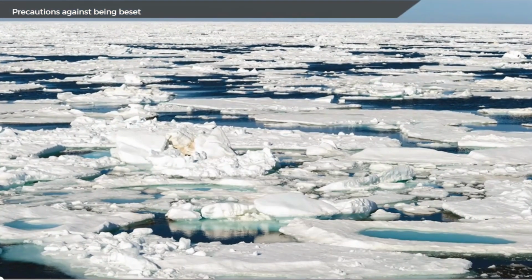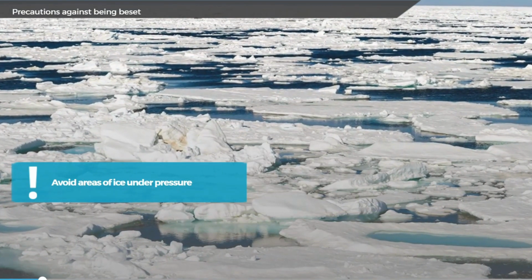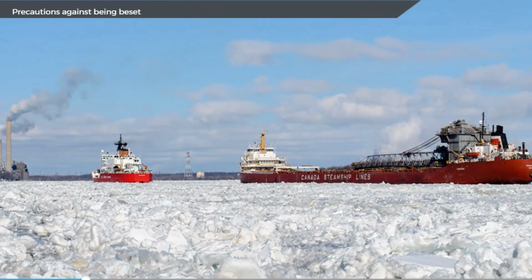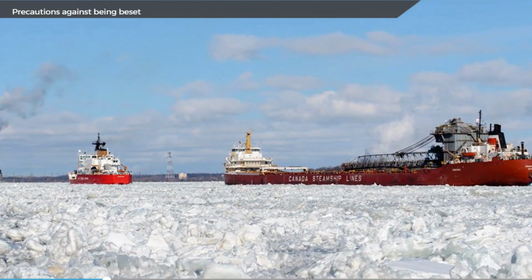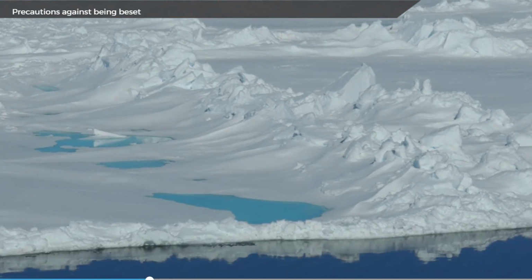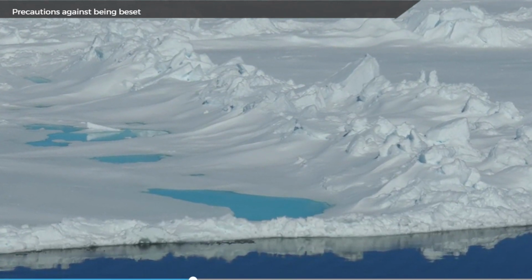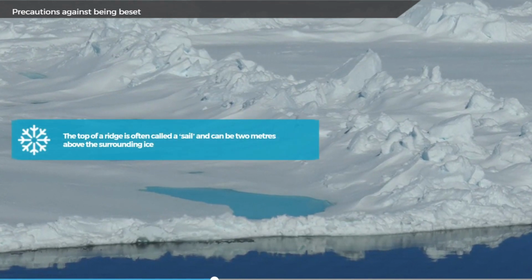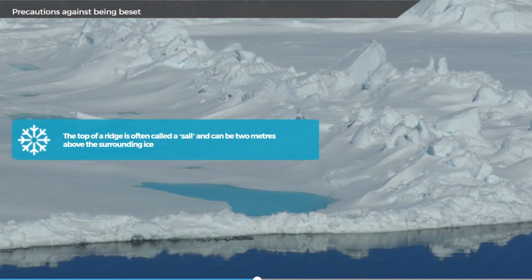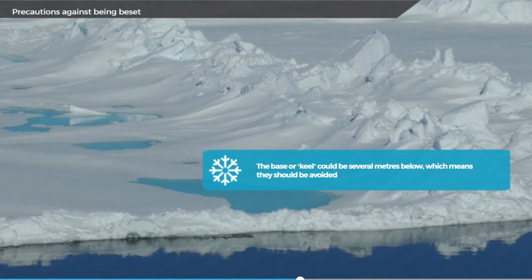The easiest way to avoid being beset is to avoid areas of ice under pressure, which commonly happens when wind causes open pack ice to close, or when water flow moves ice towards dense pack ice or land, closing up an open channel. Pack ice that has been under pressure for some time will deform, overriding as rafts or piling up as ridges. The top of a ridge is often called a sail, and can be 2 meters above the surrounding ice. But the base or keel could be several meters below, which means they should be avoided.